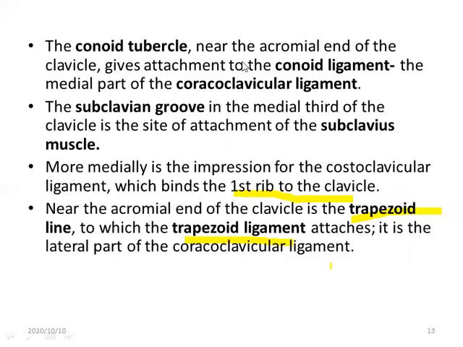The conoid tubercle is near the acromial end of the clavicle and gets attached to the conoid ligament, the medial part of the coracoclavicular ligament. The subclavian groove in the middle third of the clavicle is the site of attachment of the subclavius. More medially is the impression for the costoclavicular ligament, which binds the clavicle to the first rib. And at the acromial end of the clavicle is the trapezoid line, to which the trapezoid ligament attaches. This is the lateral part of the coracoclavicular ligament.